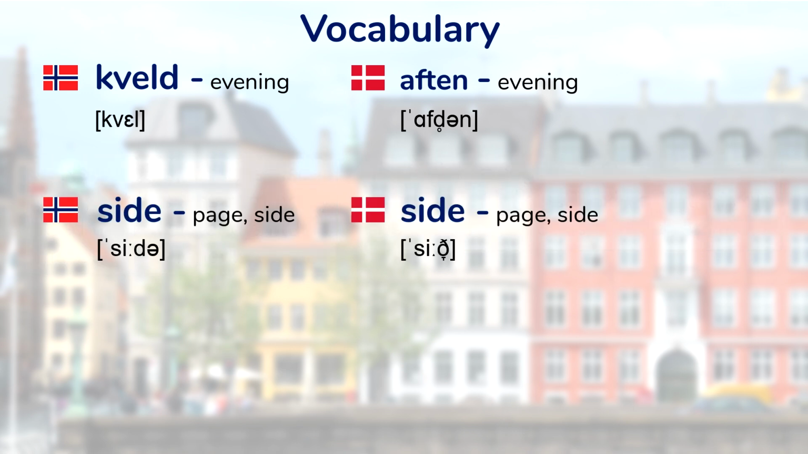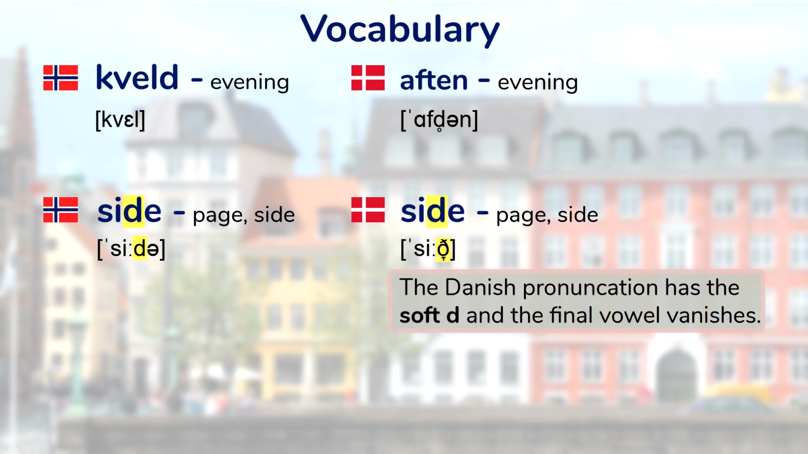These words mean page or side, in Norwegian, Side, and in Danish, Side. While these words look the same on paper, the Danish pronunciation has the soft D, and the final vowel vanishes. Now let's look at some sentences in both languages and see how different they are.